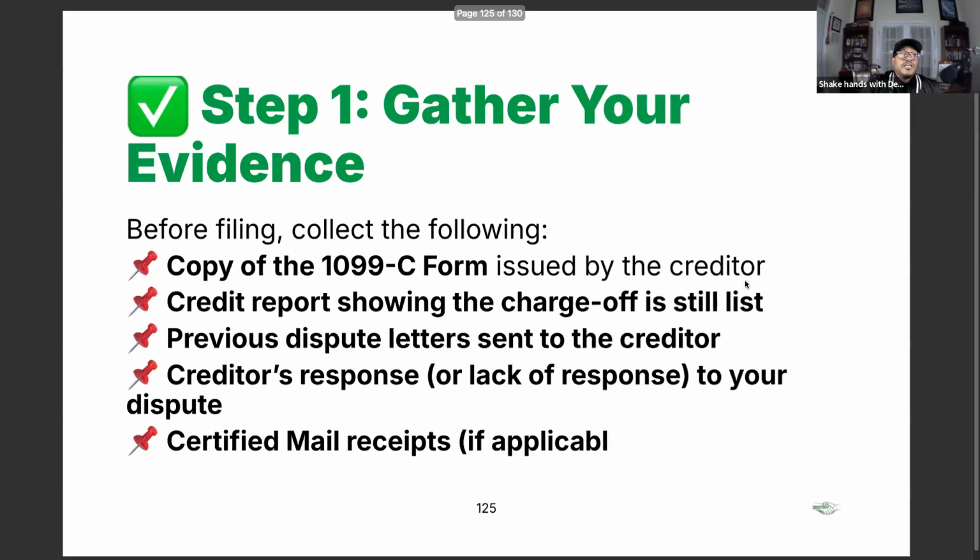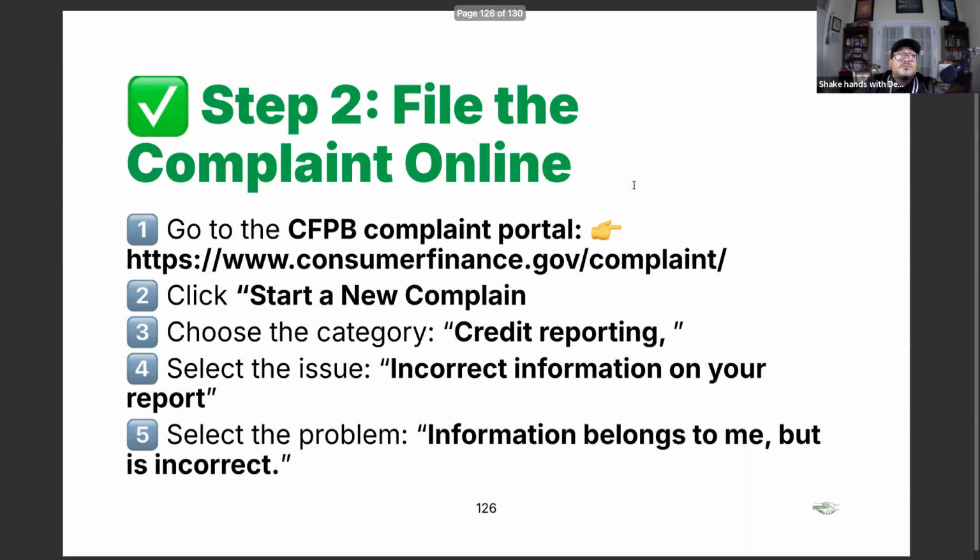Here are the steps. You might want to take a screenshot here. You want to get all your information: your 1099-C form, your credit report showing it, previous dispute letters, so any letters that you sent or any correspondence that they've sent you, the creditor's response, and the certified mail receipts as well.